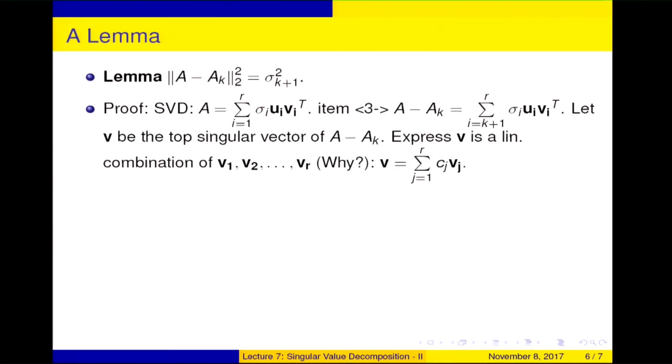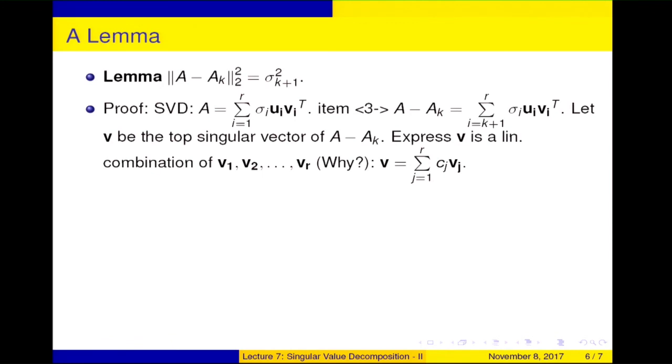So let v be the top singular vector of that. Spectral norm is defined by v, of course, right? So we can express v as a linear combination of v_1 through v_r. So why is that? So v was the top singular vector of A minus A_k, okay, which is these things, right? In fact, it's even true that it's expressed as a combination. I should have said, you don't need to use v_1 through all of v_r, right? Which v_i's is v a combination of? I mean, it's a top singular vector of this matrix, right?